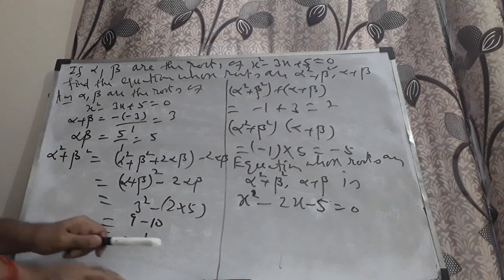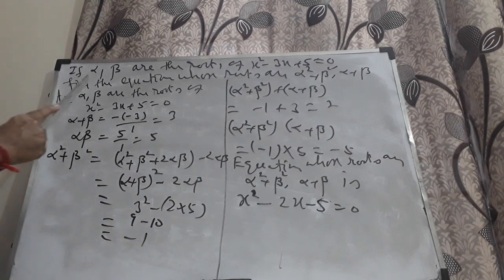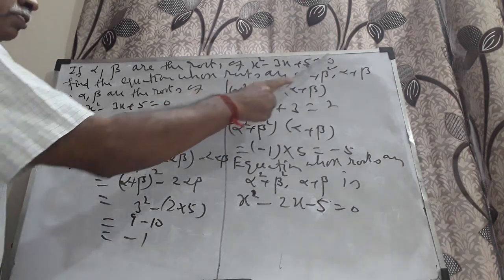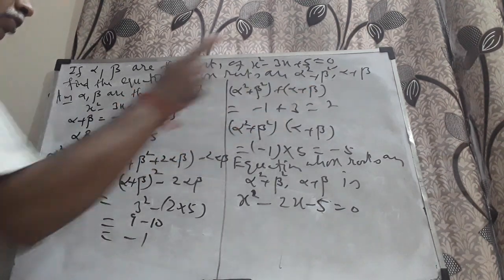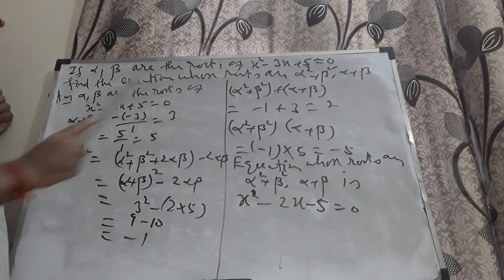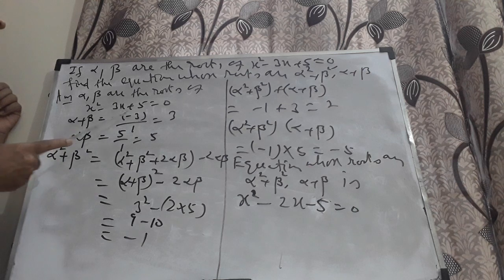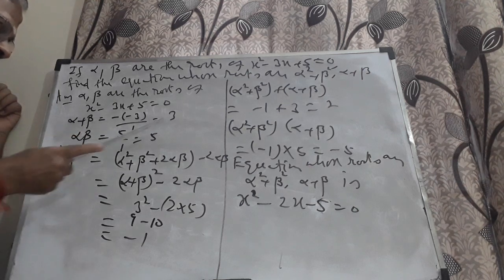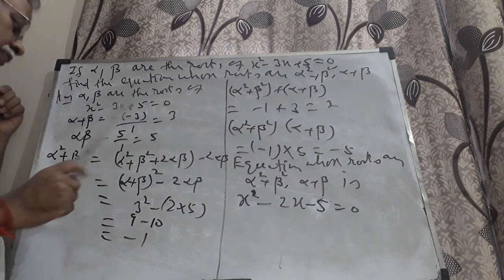I repeat the whole process. If alpha, beta are the roots of x square minus 3x plus 5 is equal to 0, find the equation whose roots are alpha square plus beta square and alpha plus beta. Alpha, beta are the roots of this. This is given. Alpha plus beta is minus b by a, minus of minus 3 by 1, which is 3. Alpha beta is c by a, which is 5 by 1, which is 5.